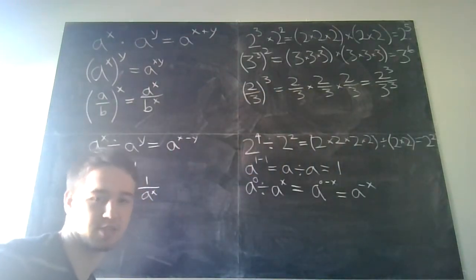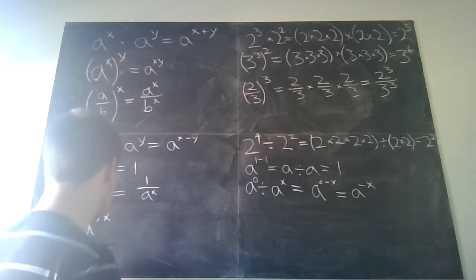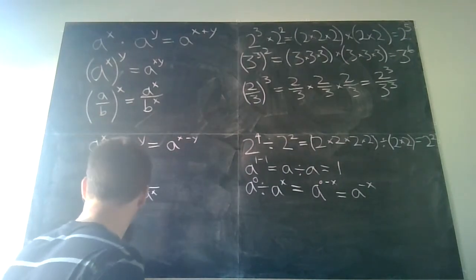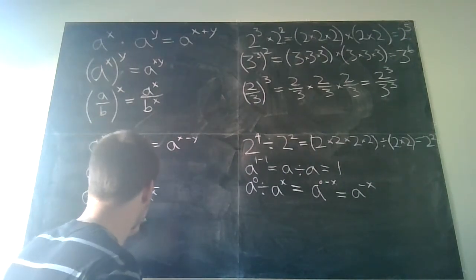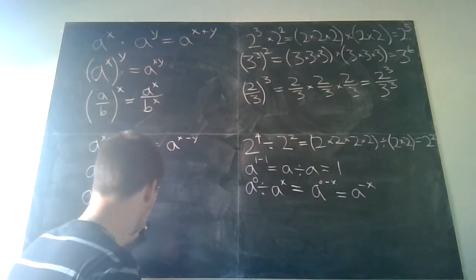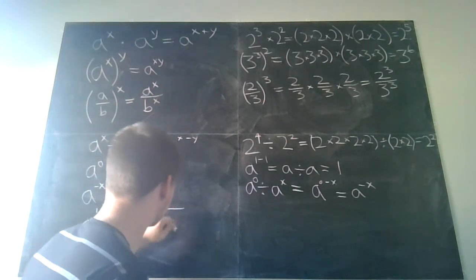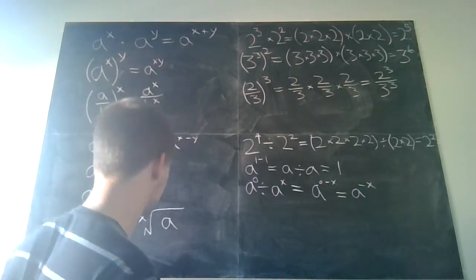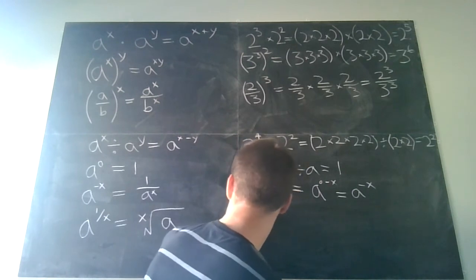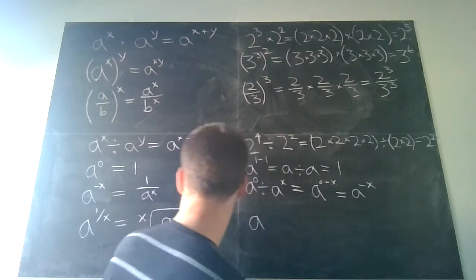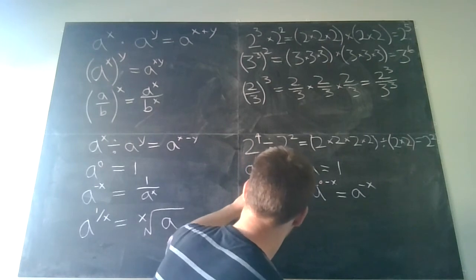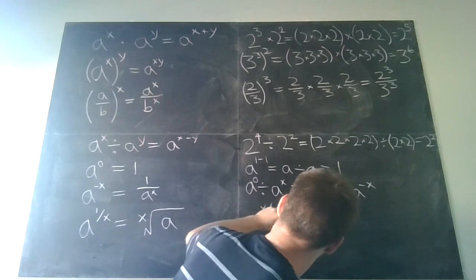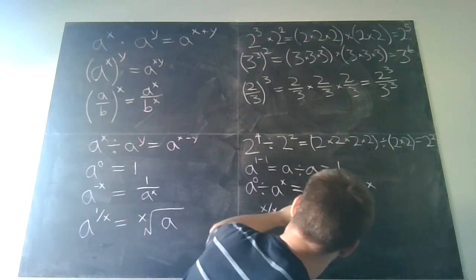And finally, the last exponent rule that we're going to cover here is a^(1/x) equals the xth root of a. Hard to say that. So let's go ahead and use the second rule to show that. So we know that a^x over x equals a^1 equals a.